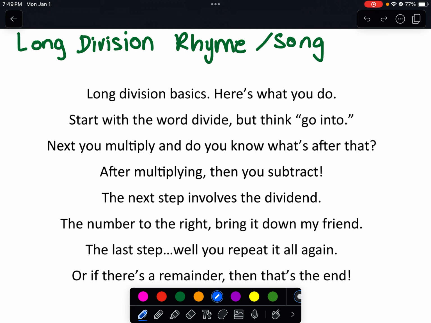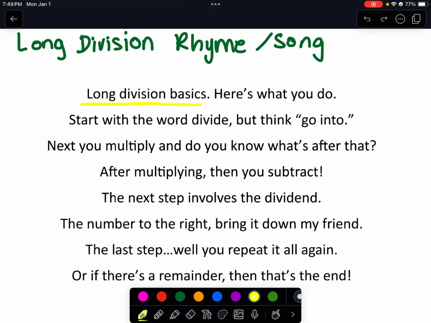I made this up myself. Look, I'm no poet. I know these things can be a little corny, but if it helps you remember, who cares? There are a lot of steps to long division. Let's take anything we can get that'll help us remember all those steps. So let me get to it. This is how it goes.